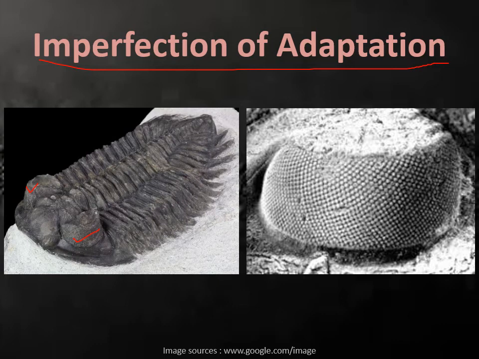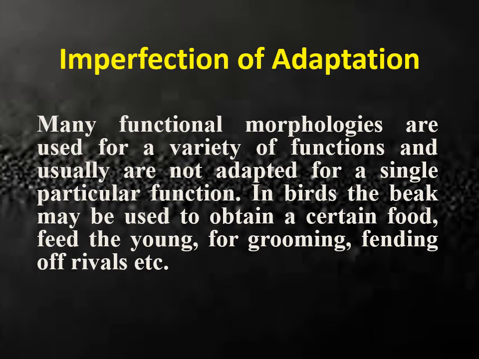So if an organism were well adapted, then there should not be any calcite lens. It would be some other types of lenses, lenses of some other materials, but they remained with their calcite lenses. So they are not well adapted with their eye lenses. So there are lots of imperfections of adaptation, and in most cases this imperfection of adaptation appears due to an organism doing different kinds of work with the same organ.